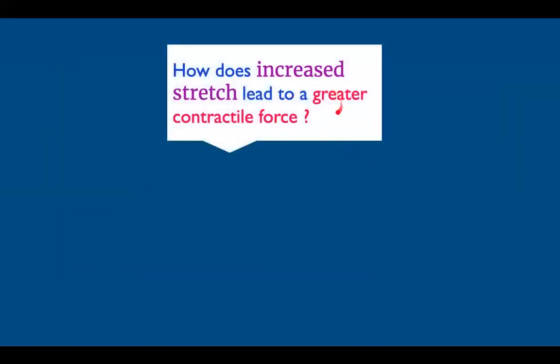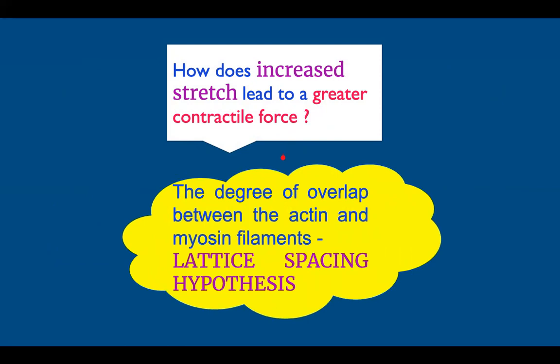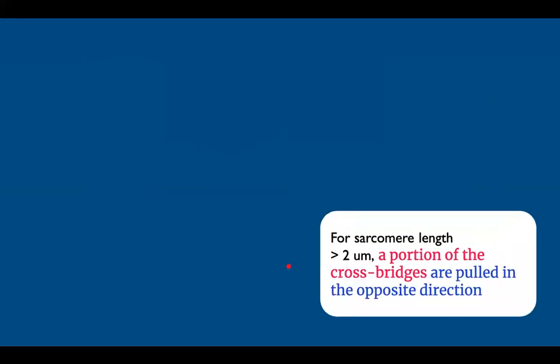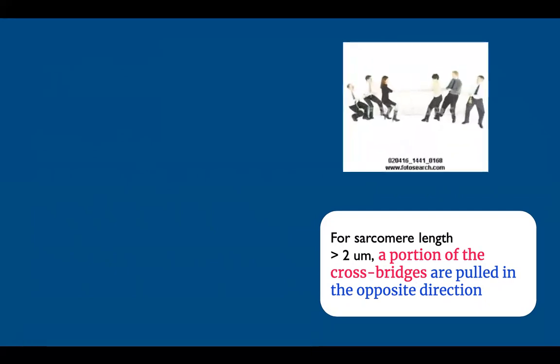Now let us understand this. How does increased stretch lead to a greater contractile force? This is due to the overlapping between the actin and myosin filaments, which is called the lattice spacing hypothesis. What this means is that when the length of the sarcomere, that is the portion between two successive Z lines, is greater than 2 micrometers, a portion of the cross bridges are pulled in the opposite direction. So this length is not optimal because it then becomes like a tug of war. A portion of the cross bridges are pulled in the opposite direction.